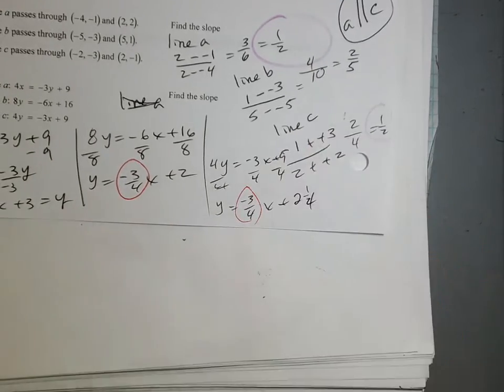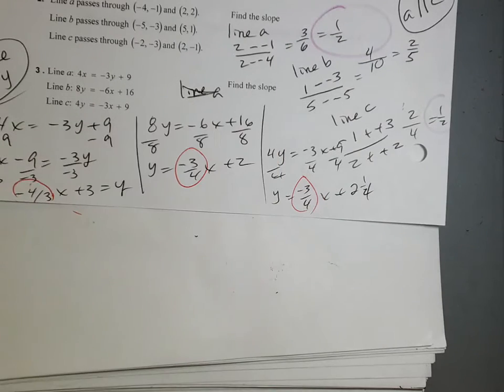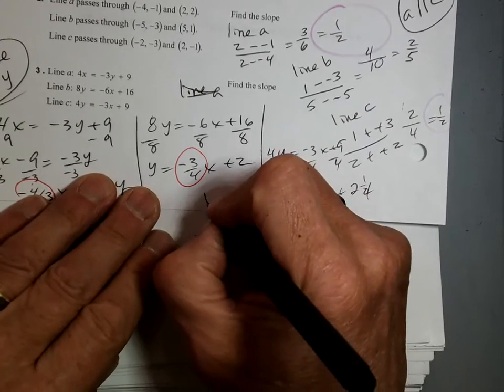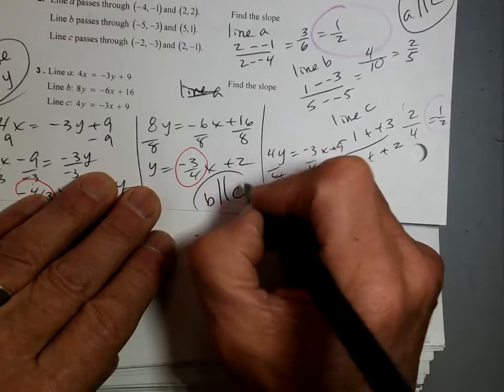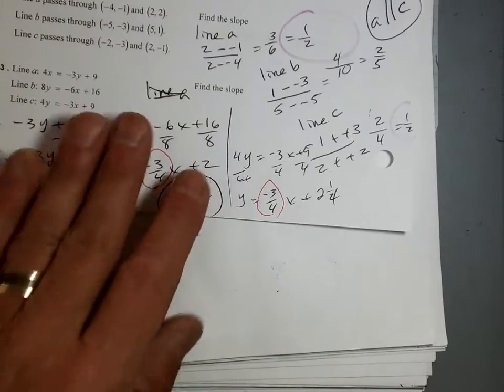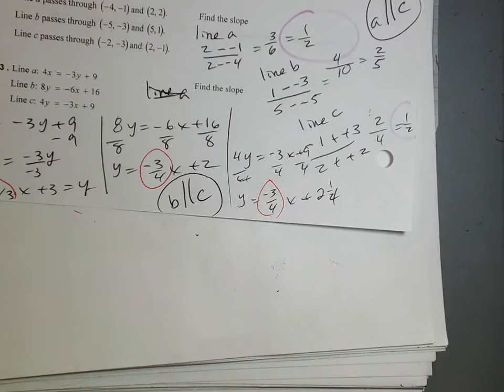All right, now, which ones are parallel? B and C, right? Parallel, same slope. So I'm going to squeeze in here, B is parallel to C. Okay, there's my answer. Okay, how am I doing? That was a little bit harder because you had to solve for y, but very doable.